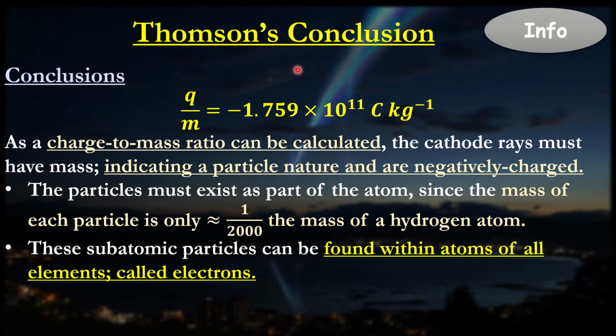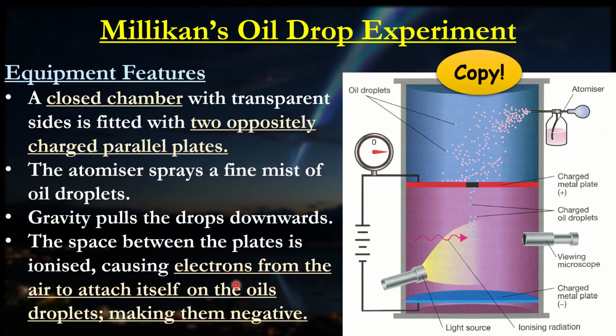Okay, so just a little summary of what Thomson found. He found that the charge to mass ratio was this value here. He found that these particles were 1 in 2,000th the mass of a hydrogen atom. And he found that these subatomic particles can be found in all types of atoms of elements. He named them electrons, and don't forget he won a Nobel Prize for this.